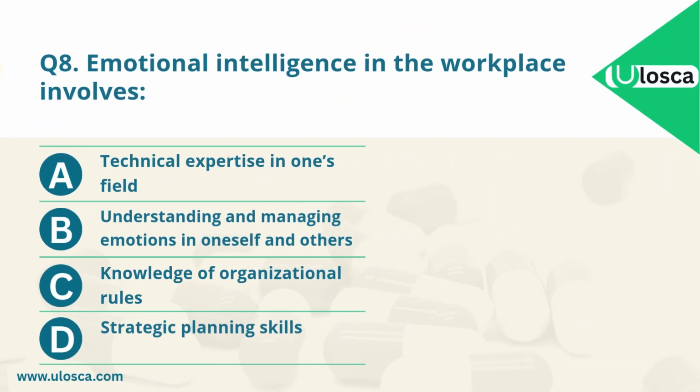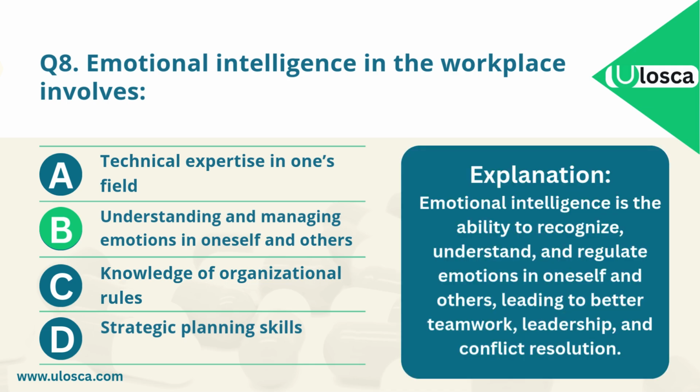The correct answer is B. Understanding and managing emotions in oneself and others. Explanation. Emotional intelligence is the ability to recognize, understand, and regulate emotions in oneself and others, leading to better teamwork, leadership, and conflict resolution.